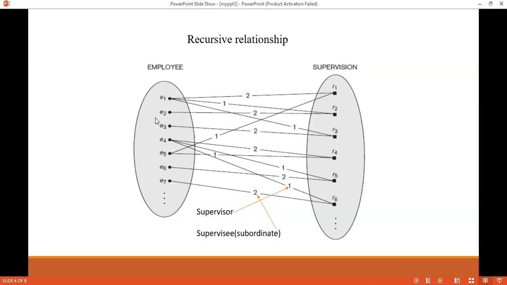Now, if you observe carefully, my dear friends, both are the employee entity only; there is only one entity. Once the entity acts as a supervisor and another time the entity acts as a supervisee or subordinate. Hope you have understood this recursive relationship. Hoping that you have understood, I will proceed further.